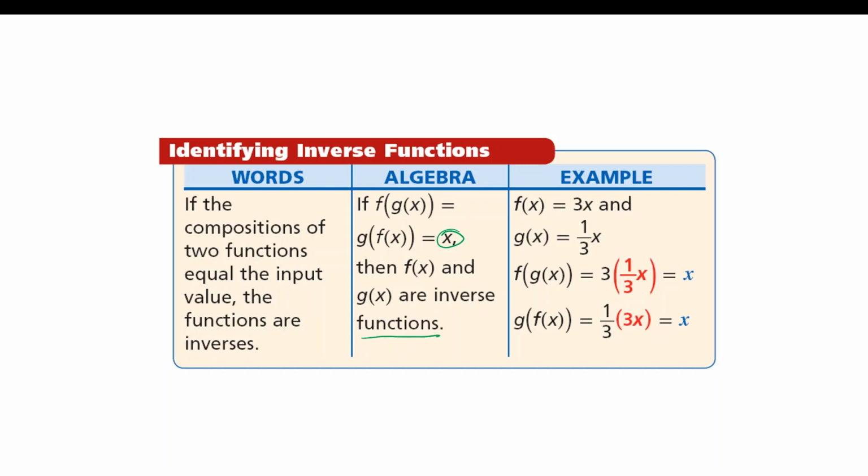All right, and here's an example. If f of x is 3x and g of x is 1/3 x, we could say f of g of x, so that would say 3 times g of x, which was 1/3 x, equals x, because these cancel out. And when we do it the other way, g of f of x, that's 1/3 times 3x. Again, the 3's cancel out and we get x. So we know that these two are inverses by doing the composition.